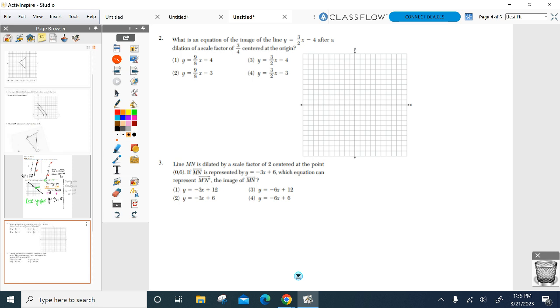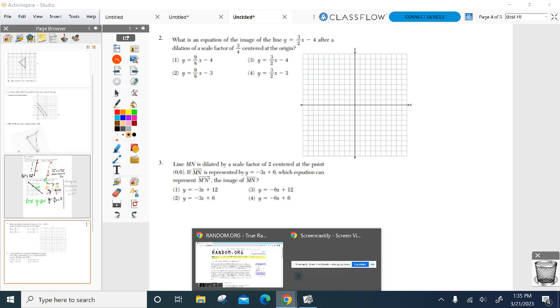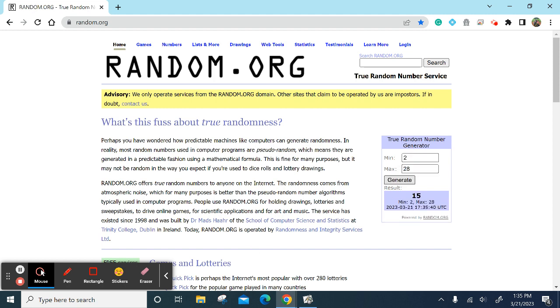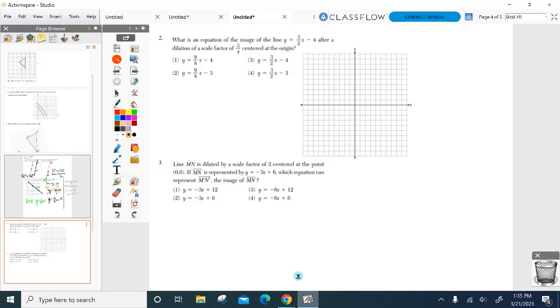All right, now I have y equals 3/2 x minus 4. I want to dilate it by 3/4 at the origin. Okay, so I'll do both ways. I'll do it graphically and algebraically to see if the origin is on that line or not. So let's go graphically. What's my y-intercept up here? Negative 4. 1, 2, 3, 4. So here's my first point.